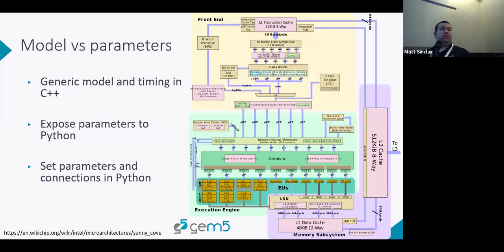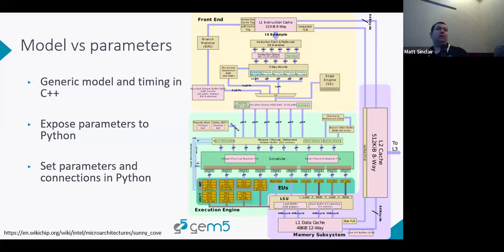What this means in terms of modeling versus parameters, as I alluded to, we have this generic model in timing written in C++. We expose those parameters to the Python. So say we can specify things like cache size or associativity or latency. And by setting them in Python, we will then construct the underlying system. For example, maybe something that looks like this, which is a relatively complicated out of order processor with split L1 I and D cache with a load store unit, and then say a 512 KB 8-way set associative L2 cache connecting them on the back end.